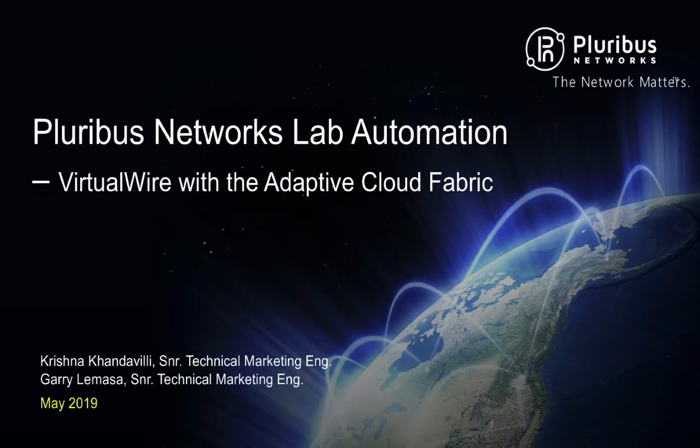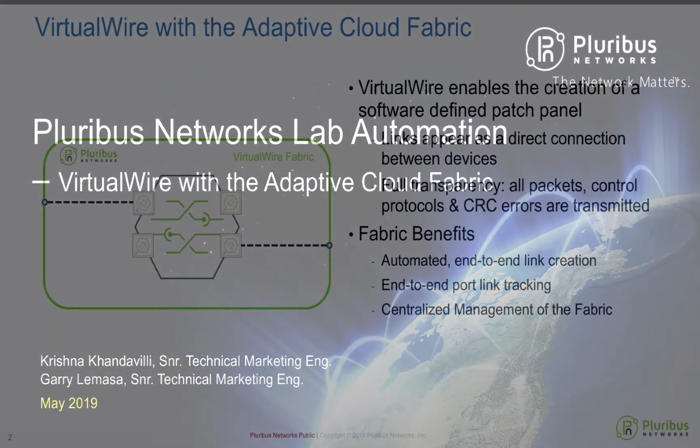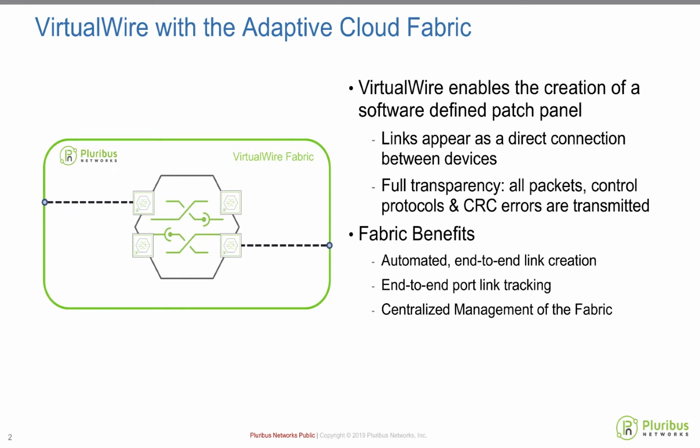In this video, we'll be demonstrating VirtualWire in the Adaptive Cloud Fabric. VirtualWire is a NetVisor technology that enables admins to create a virtualized patch panel out of an open networking switch or fabric. Essentially, VirtualWires are links between physical ports, either in the same switch or on a switch in another cluster in the fabric. All packets, including control protocols and even CRC errors, are transmitted across the link.